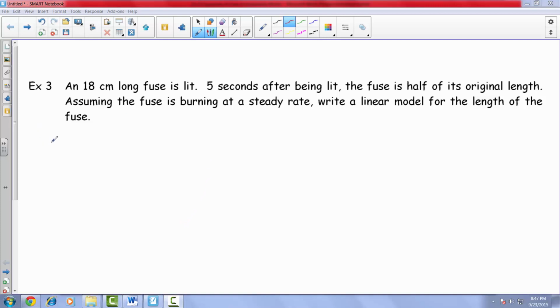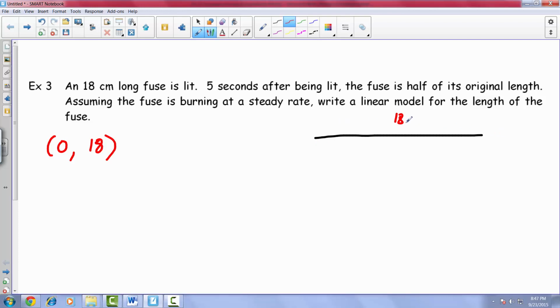So right now, if we have had 0 time that has lapsed, the length of that fuse would be 18 centimeters. So if we just imagine for a second, here is this fuse. Since 0 time has lapsed, we have 18 centimeters for this fuse.